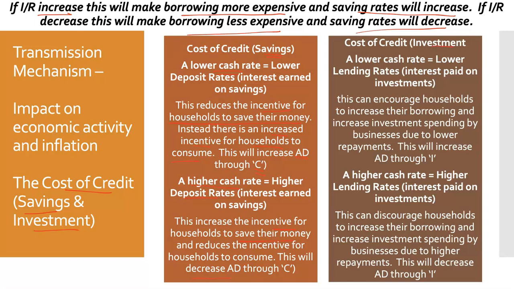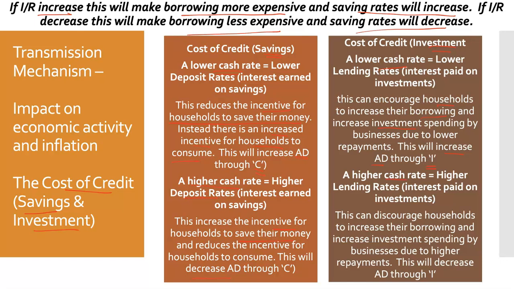Now, the cost of credit for investments is also going to be impacted. A lower cash rate is going to mean lower interest rates, lower lending rates, and this is going to encourage people to increase their borrowing, increasing their investments. Now, if people are getting more borrowings, they are going to be able to increase aggregate demand because they are going to make investments. They're going to spend that money that they're borrowing, and they're more incentivized to do this because of lower interest rates. And again, we can see lower interest rates are creating the desired effect of higher aggregate demand.